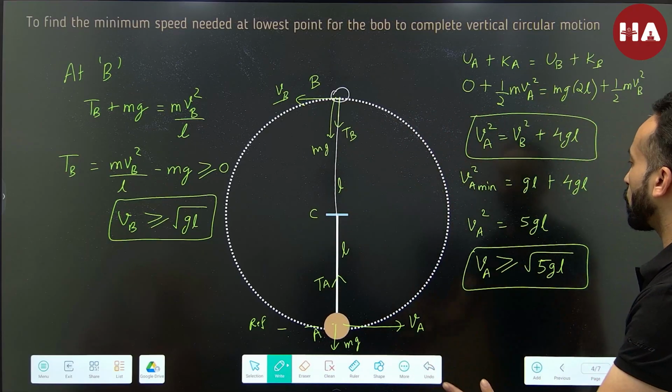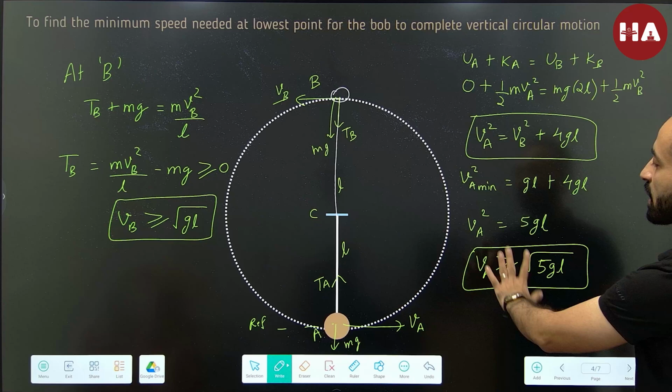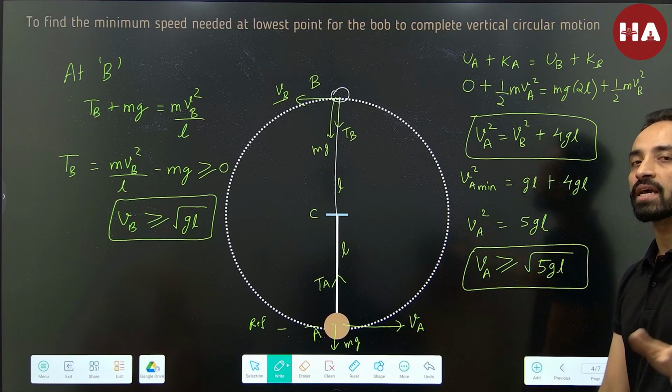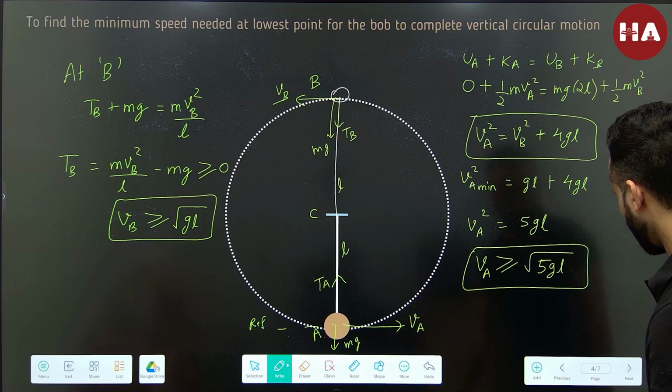You can copy this down. So we've given the answer to this part. What is the speed needed at the lowest point? The answer is going to be root 5GL.